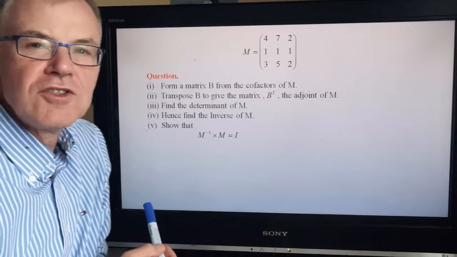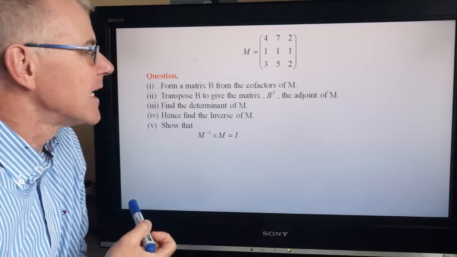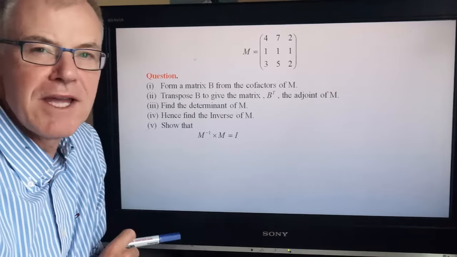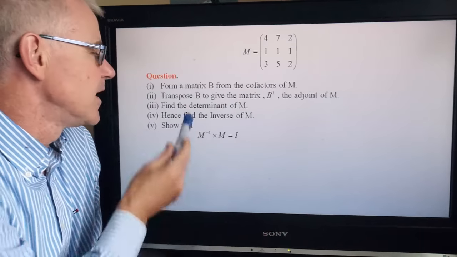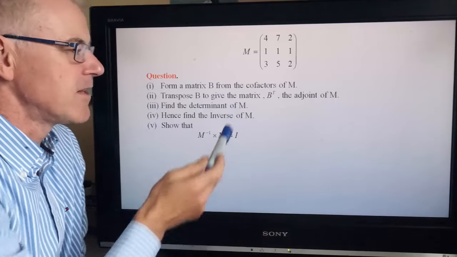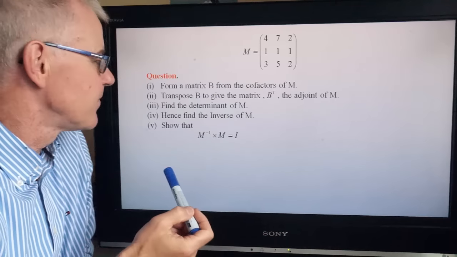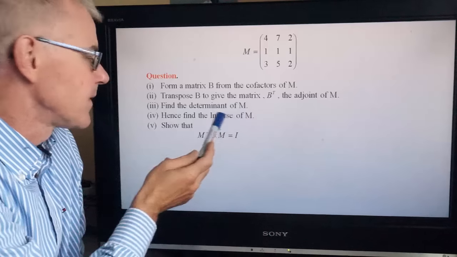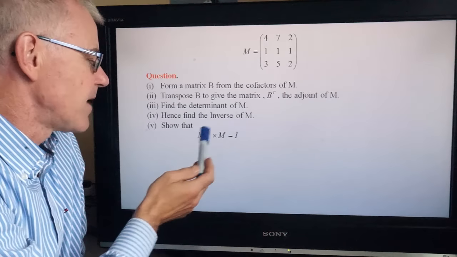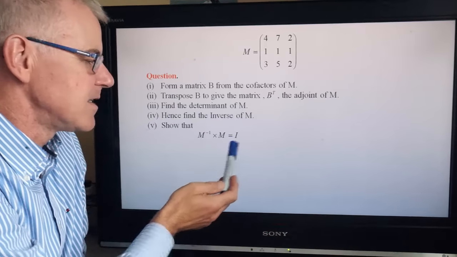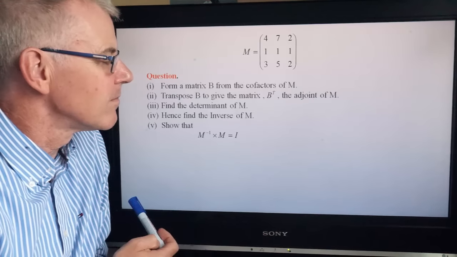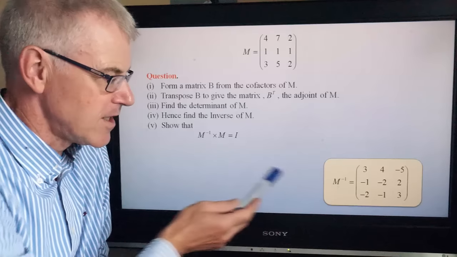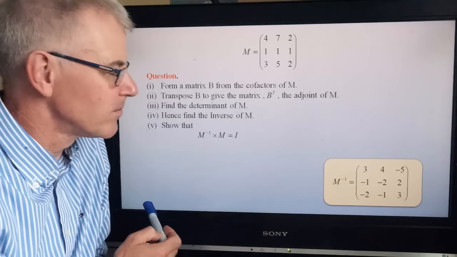So here's one you can try. Stop the video and you're given again a 3 by 3 matrix. Again you're asked to form a matrix B from the cofactors of M. You're then asked to transpose B to give the matrix BT, which is the adjoint. Find the determinant of M. Find the inverse of M and show that the inverse times M is the unit matrix. And there's the answer if you want to check your work.